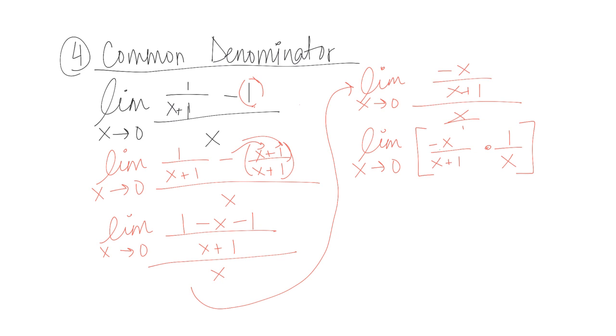Okay, and now I see that this and this become negative 1. So now I have the limit as x approaches 0 of negative 1 over x plus 1. Okay, and now I could just plug in 0 and I get negative 1 over 0 plus 1, which is negative 1 over 1 or negative 1. So the limit of this function as x approaches 0 is negative 1.